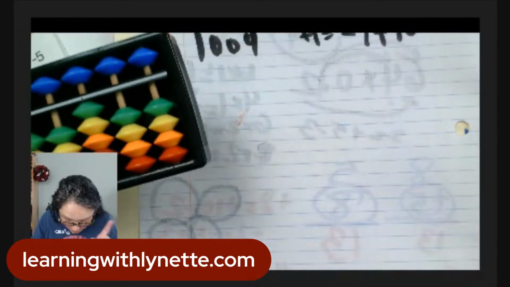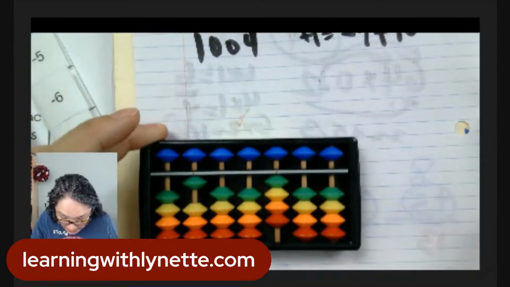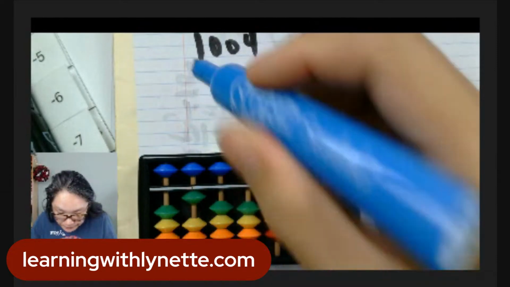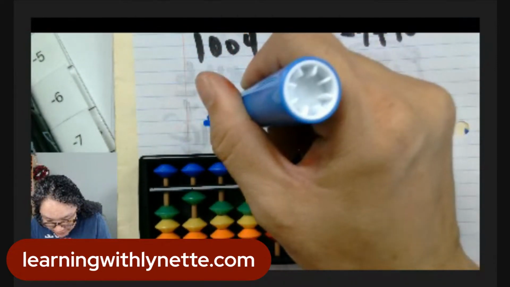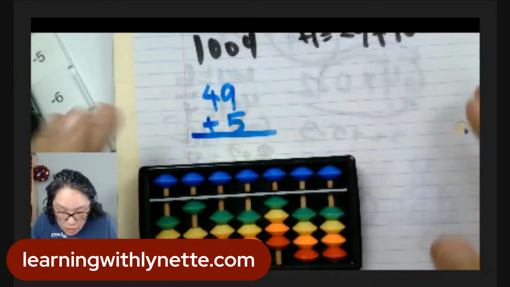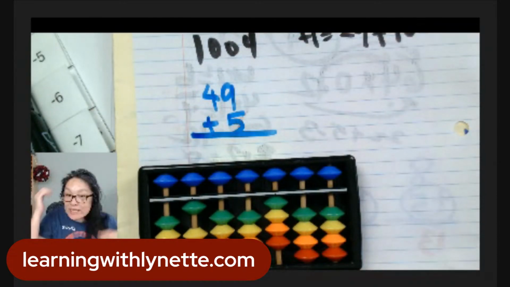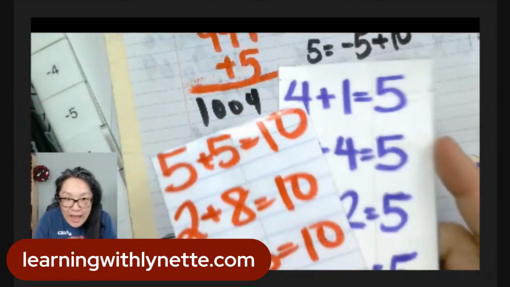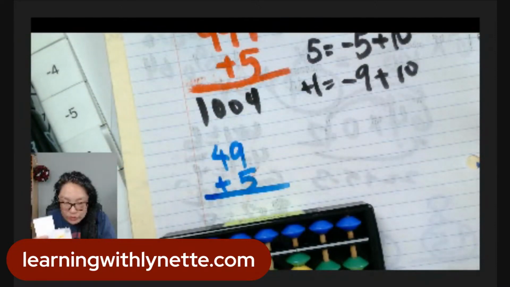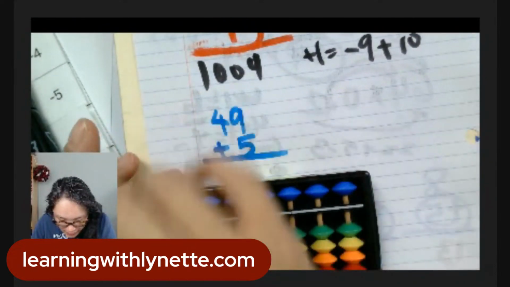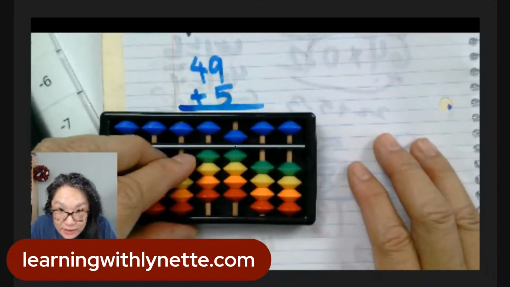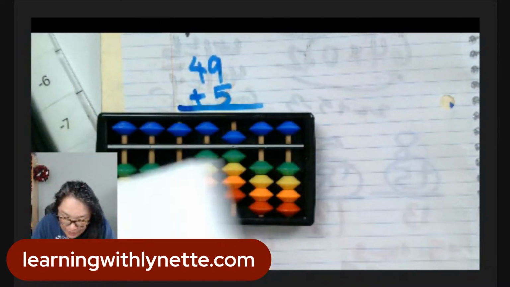So here's the other question. The other question was 49 plus 5. Again, this is another two-step. These are all what we call two-step equations. Why? Because we understood these formulas, and now what we're doing is we're Tetrising them through. So let's see what this looks like. We have 49. We want to add the 5.